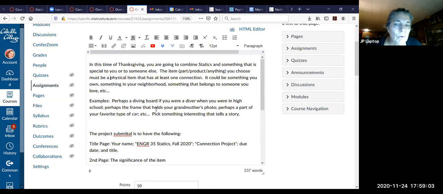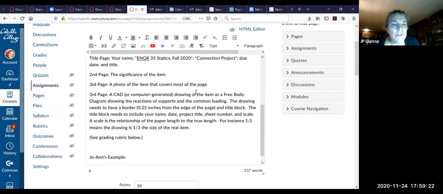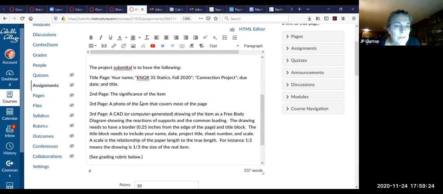So I gave some examples. Perhaps a diving board if you were a diver when you were in high school. Perhaps the frame that holds your grandmother's photo. Perhaps a part of your favorite type of car, etc. Just pick something that's interesting that tells a story. Okay? Because you're going to have to tell the story.